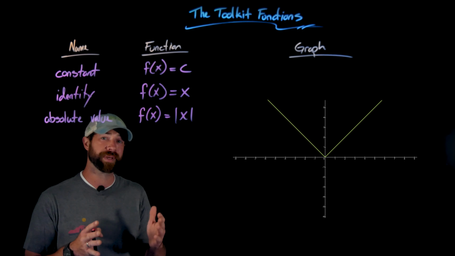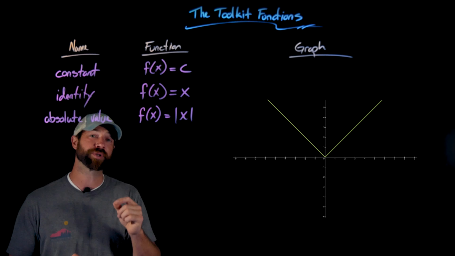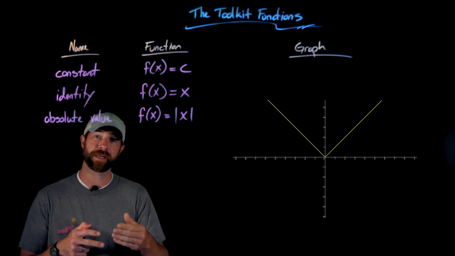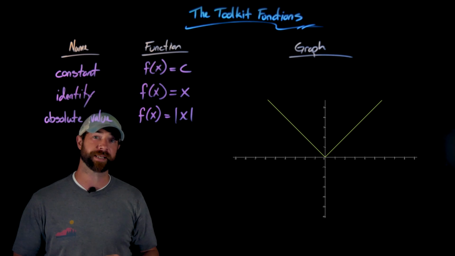But at 0, there's a significant change. Actually, for negative x values, this function acts like f of x equals -x because it takes negative x values and turns them positive, or finds the opposite.